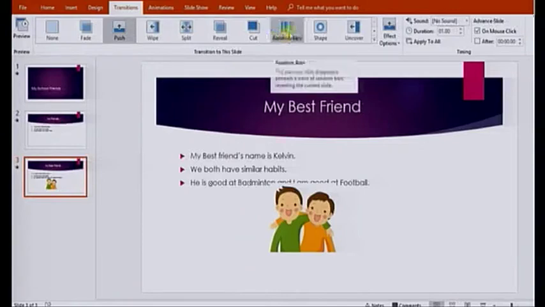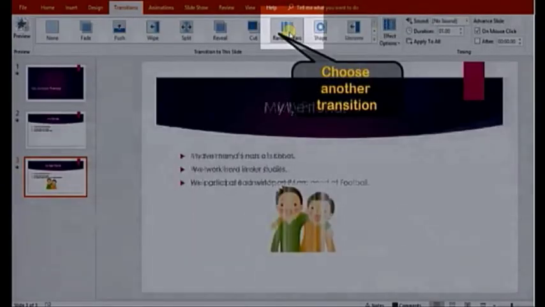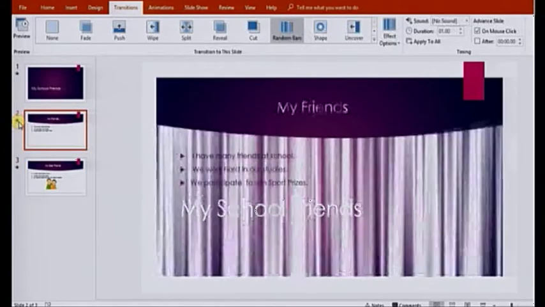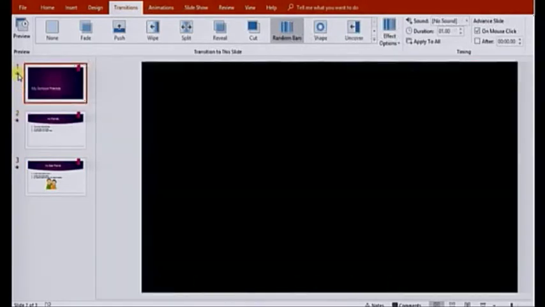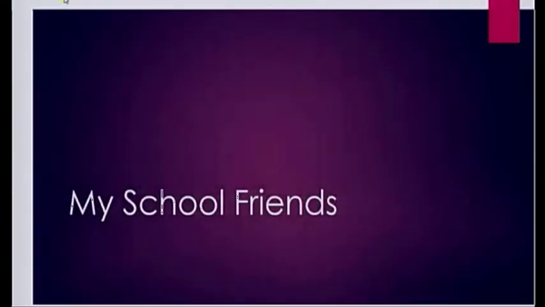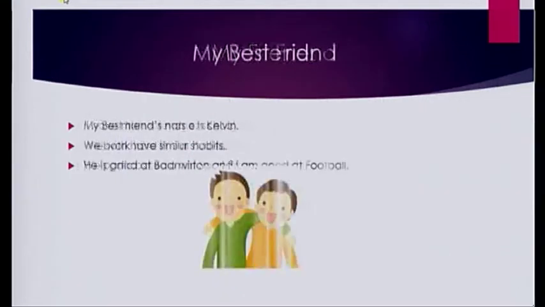Let us try a different transition now. Again, click the Apply to All button. You can click on the shooting star to preview the transition effect. Play the slideshow to be able to view the transition effects between slides. This is the end of the demonstration.